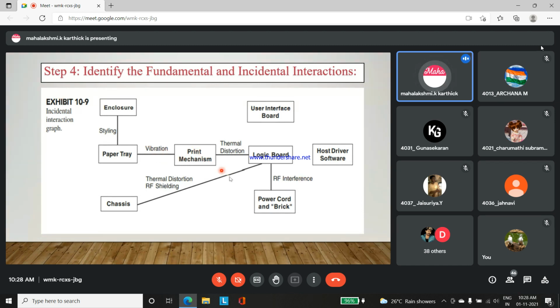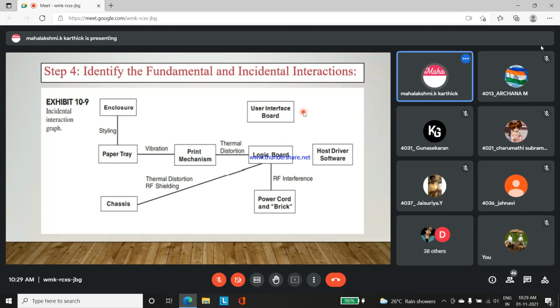Similarly, print mechanism and logic board, both chunks are connected together. They have found thermal distortions occur frequently. Similarly, logic board and the overall metal part, thermal distortions or RF shielding incidental interactions occur here. RF interference between logic board and power cord and brick.